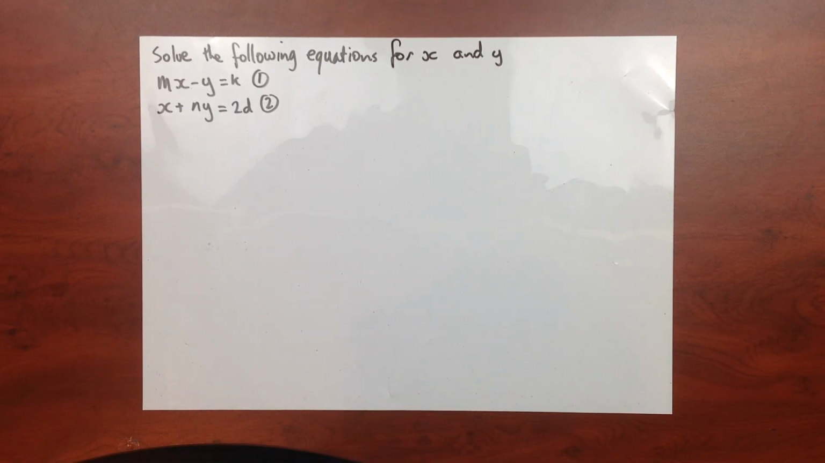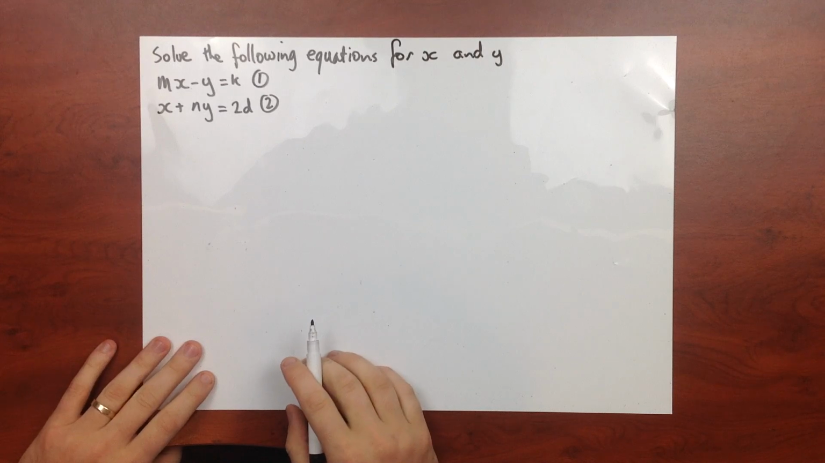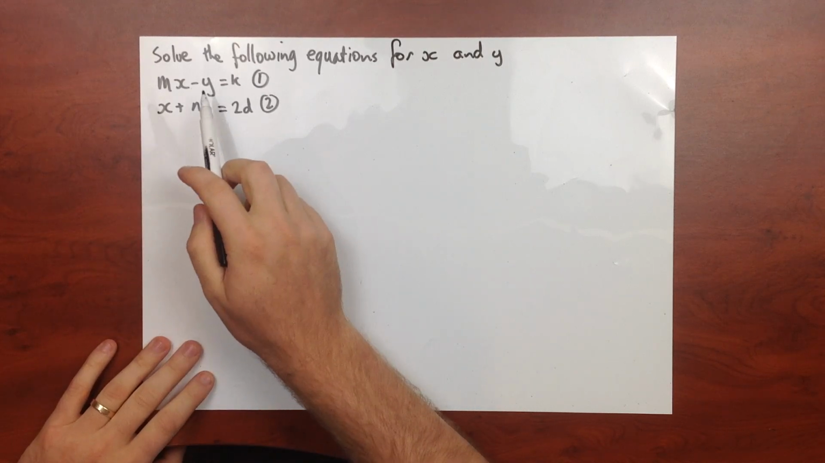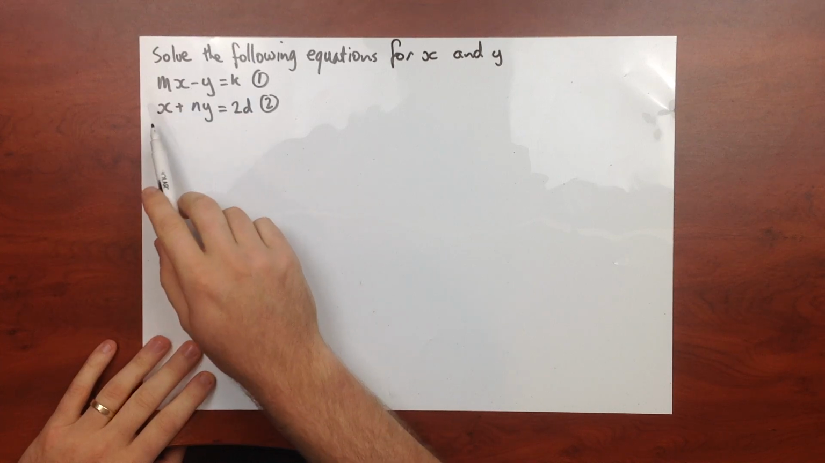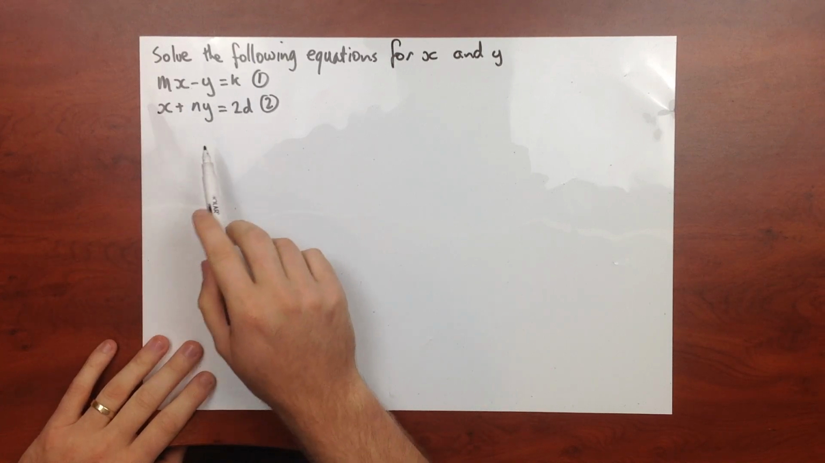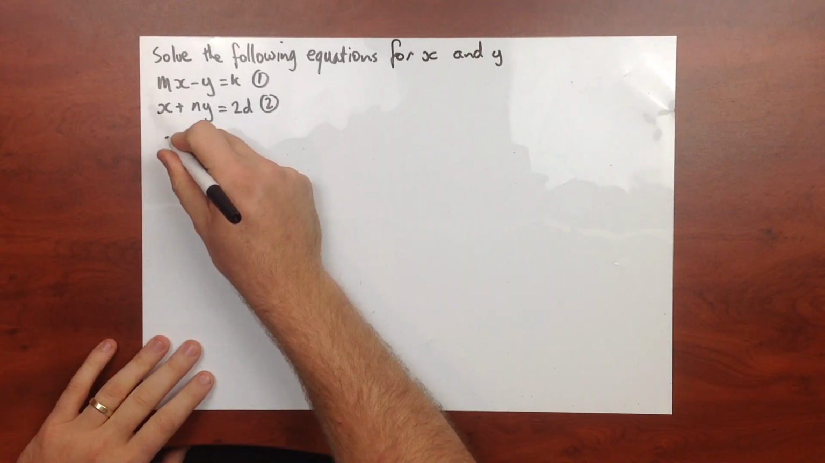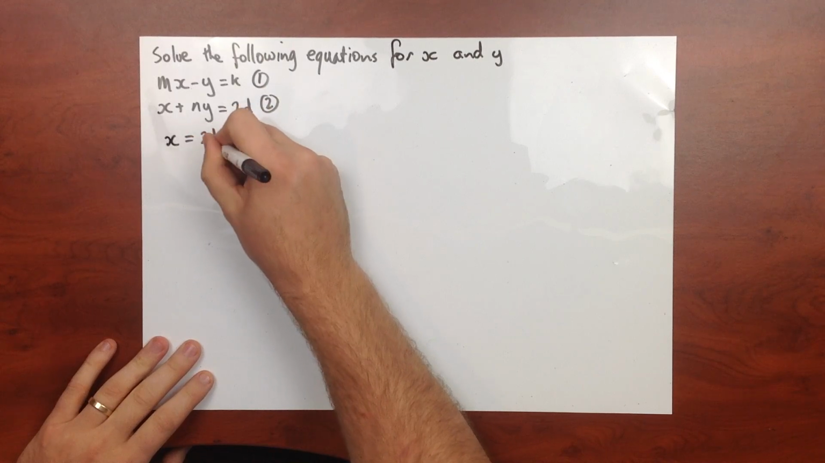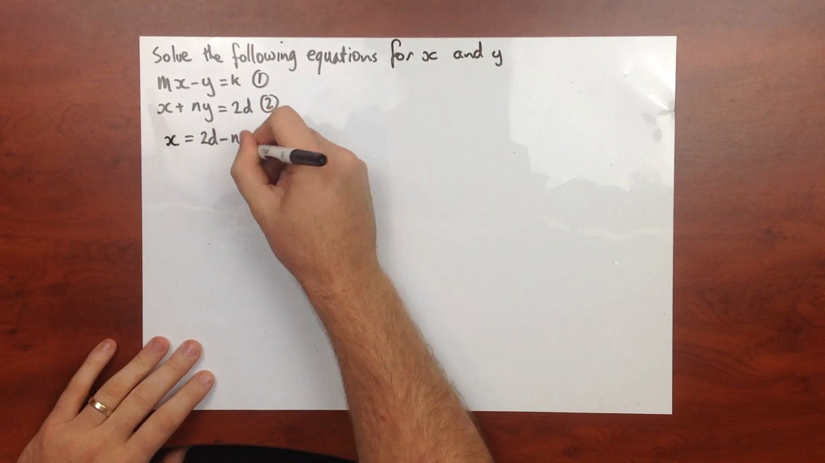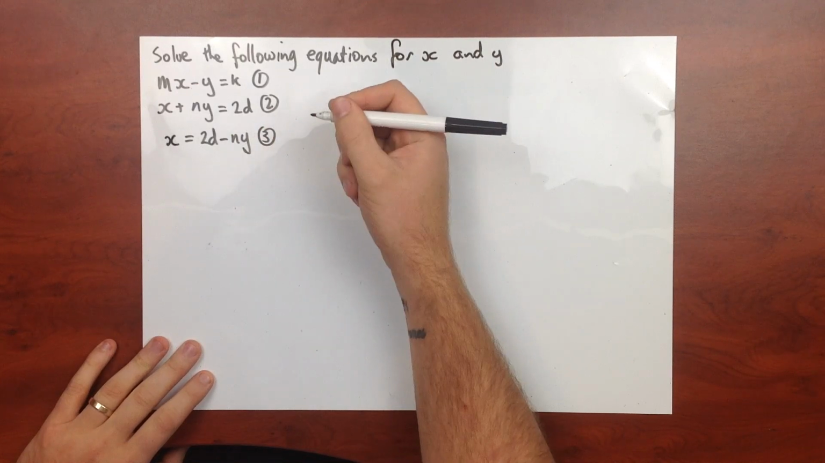Now you basically have to do substitution most of the time with these, and I find substitution a much better way to go anyway. You can see here it's not too hard to rearrange either of these. This first one could be for y, or this one could be for x. I'm going to look at rearranging number 2 for x, because it's quite straightforward. So I can say x equals 2d minus ny. I'll call that equation 3.